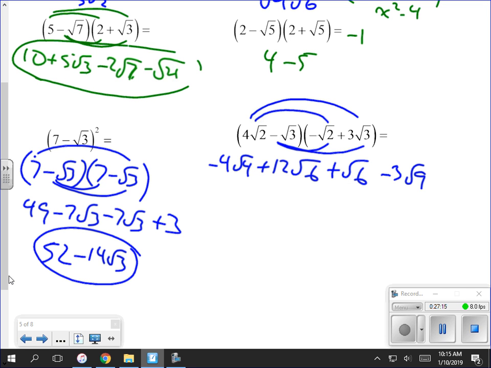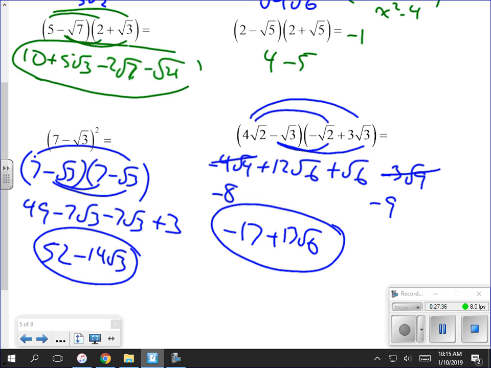Root 4 is 2, so this is negative 8. Square root of 9 is 3. This is minus 9. And then combine up like terms. Negative 8 and negative 9, negative 17. 12 root 6 plus 1 root 6 is 13 root 6.